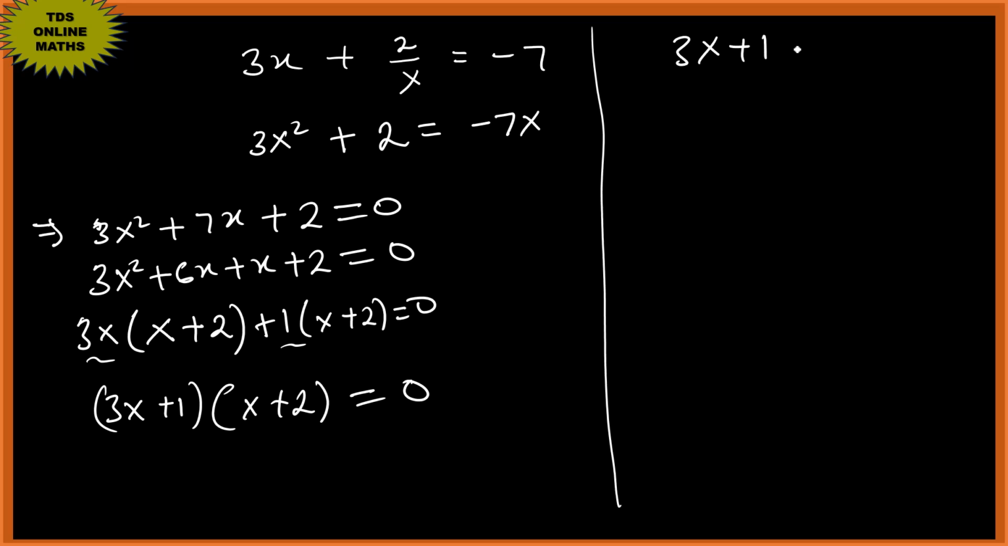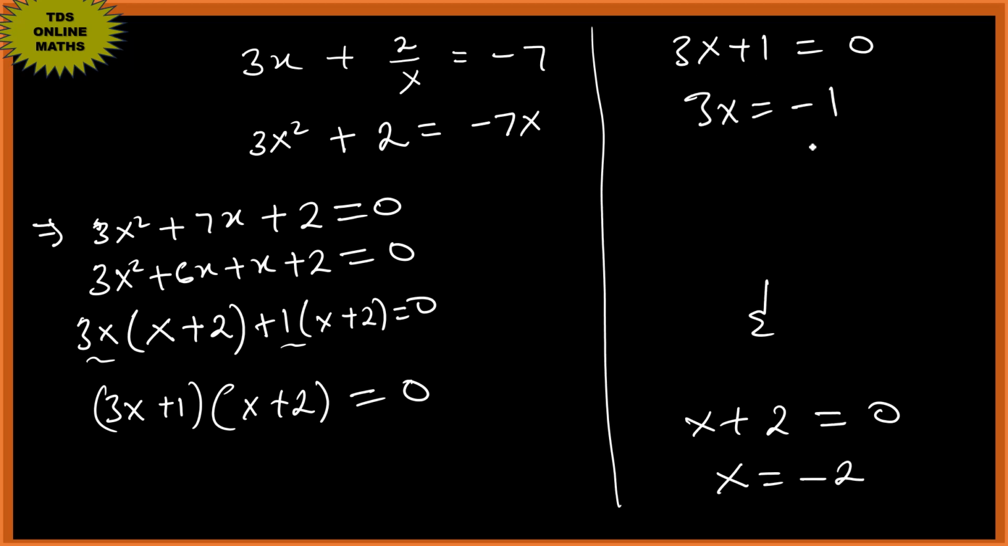3x plus 1 is equal to 0, and x plus 2 equals 0. So we have x equals -2, and we have 3x equals -1, so x is -1 over 3. So we have two answers.